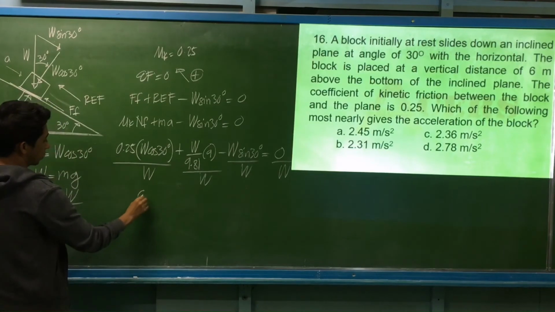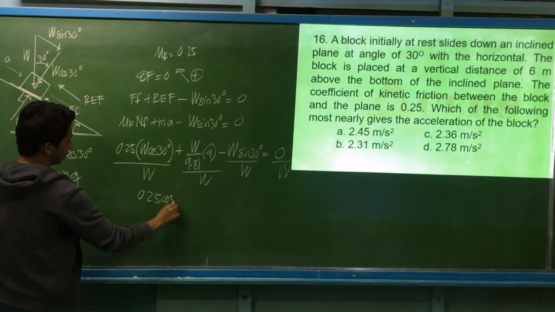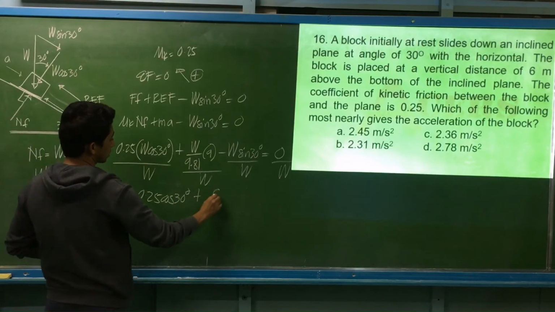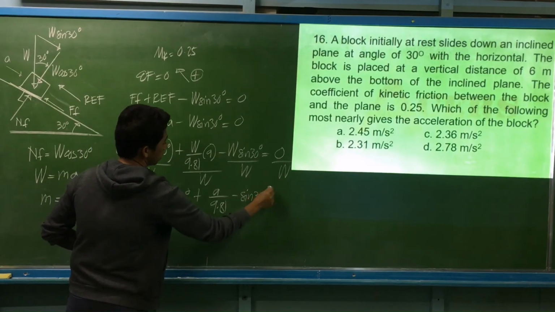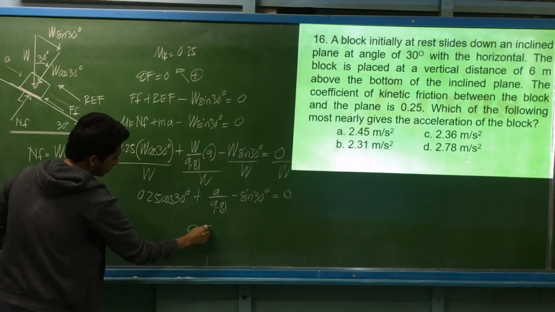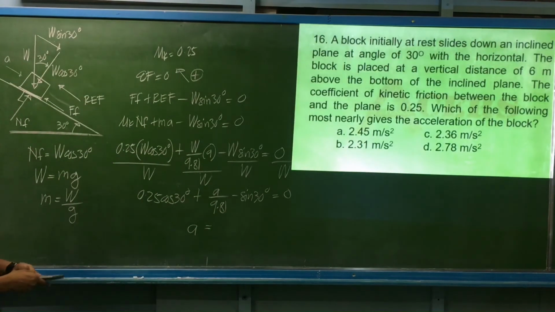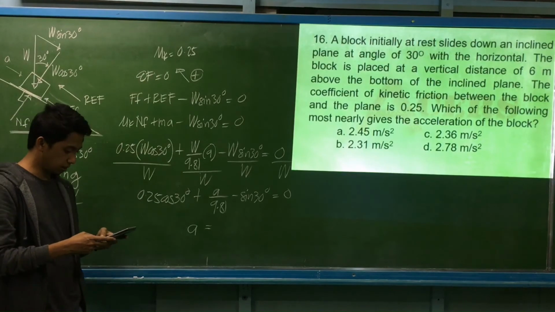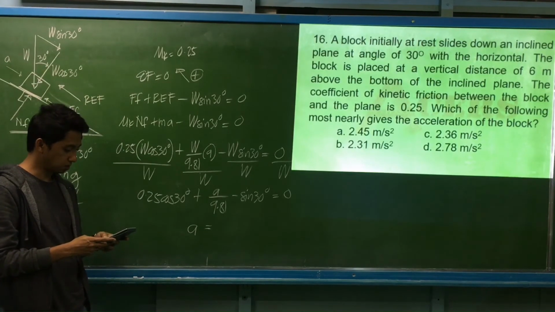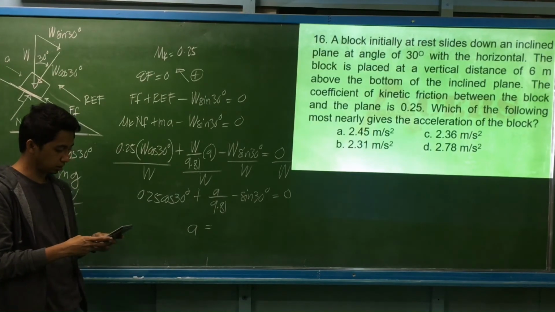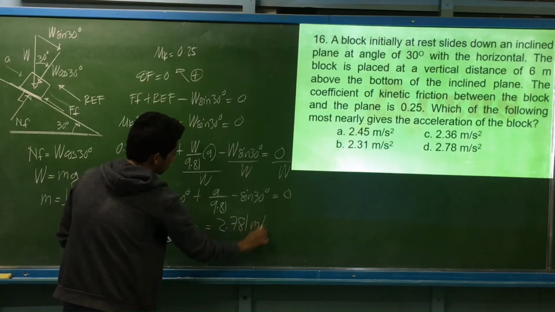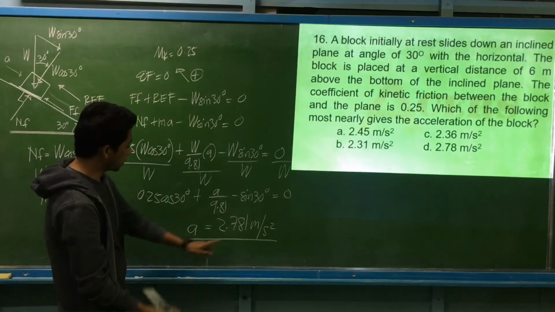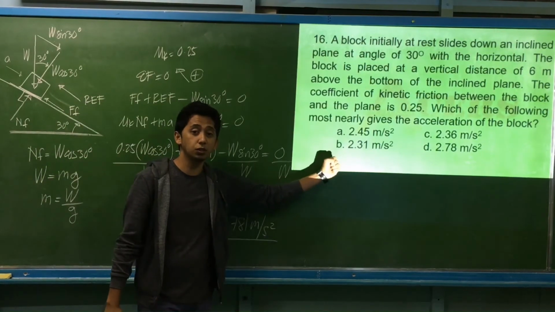Okay, so we have the simplified equation, 0.25 of cosine of 30 degrees plus the acceleration divided by 9.81 minus sine of 30 degrees equal to 0. Therefore, we can now solve for the acceleration. So the acceleration is the same as 0.25 cosine 30 minus sine of 30, transpose, it will be positive, times 9.81. That is, we'll be having an acceleration of 2.781 meters per second squared. So 2.781 meters per second squared, we have letter D, 2.78.